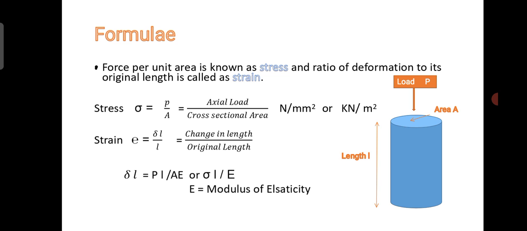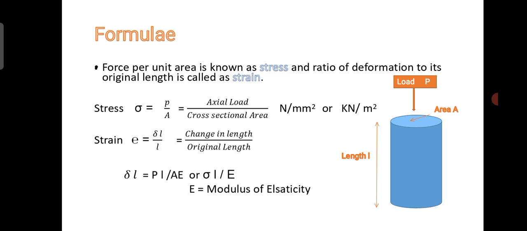Now P is the load, applied from the top side, so the top circular section is the actual cross-sectional area on which the load is applied. That's why, to calculate stress, we have to take the area as pi by 4 d square, where d is the diameter of that circle or cylinder.